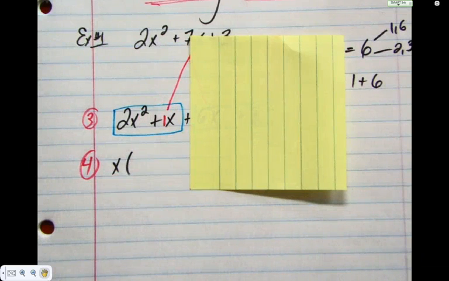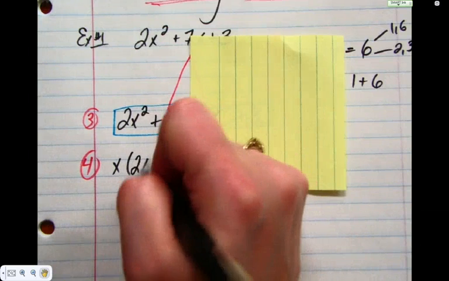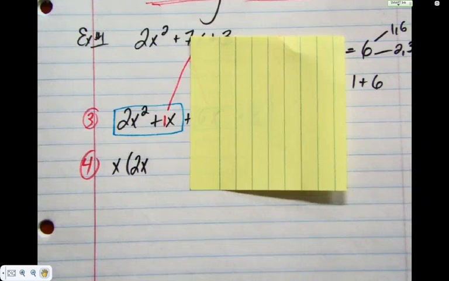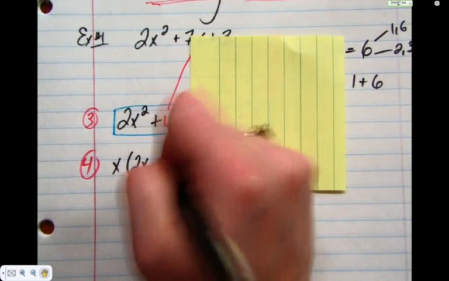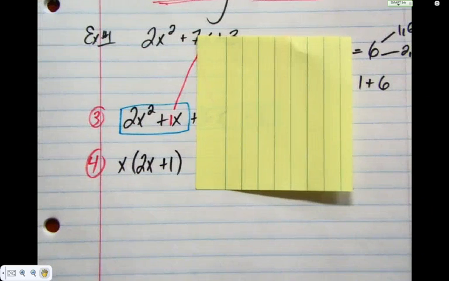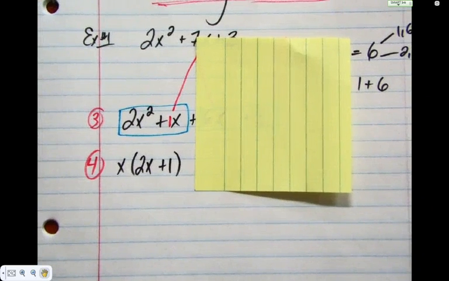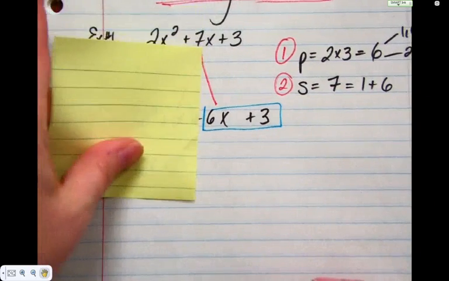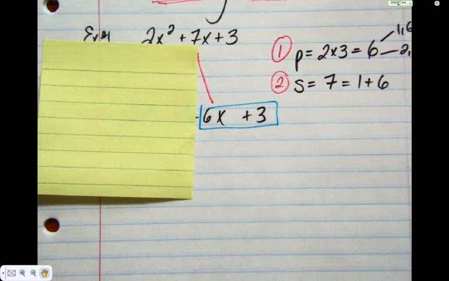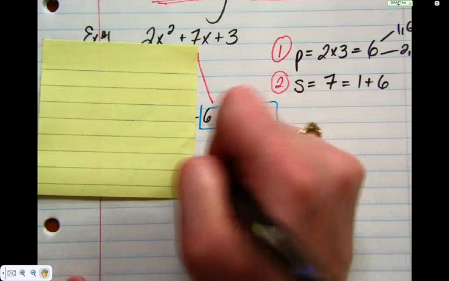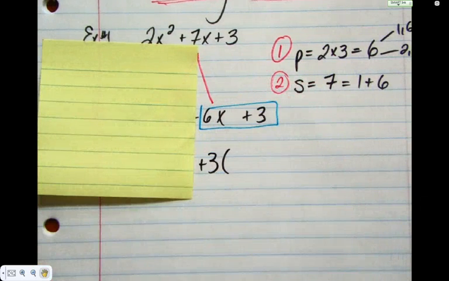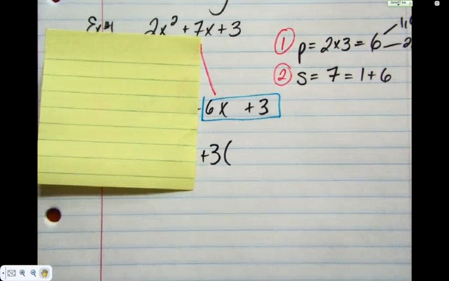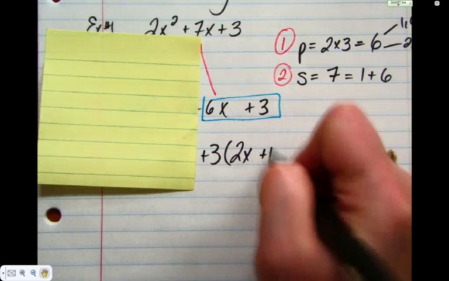Then what we're doing is dividing each term by x. And if you need to write it, write it. So 2x squared divided by x is 2x. And x divided by x is plus 1. Okay, the second group, what's common between 6x and 3 is 3. When we divide each by 3, we get 2x plus 1.